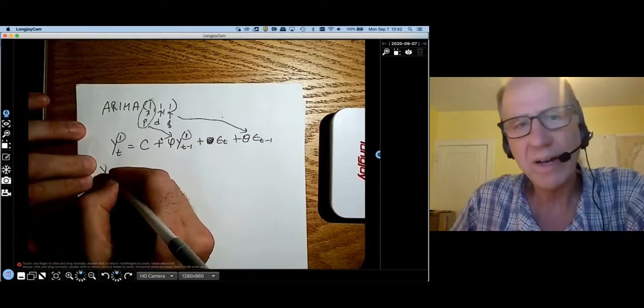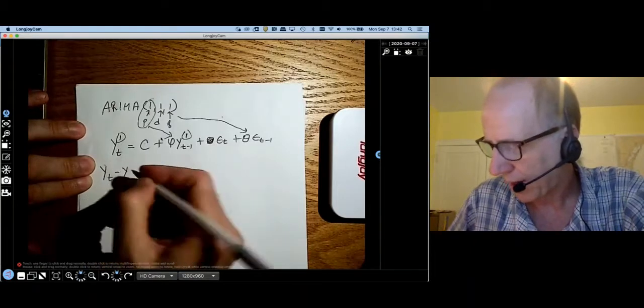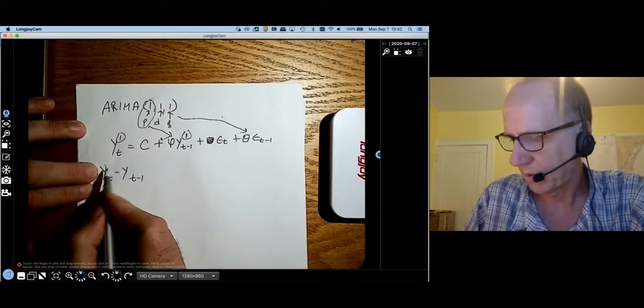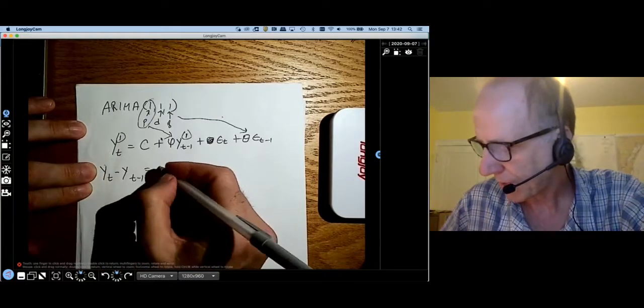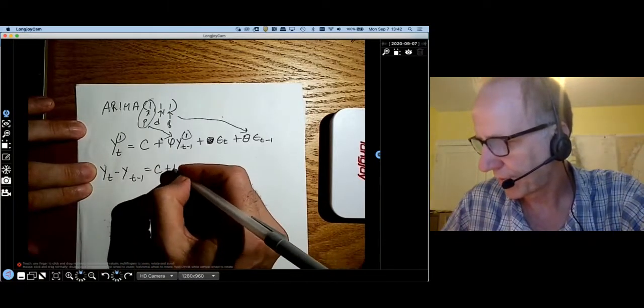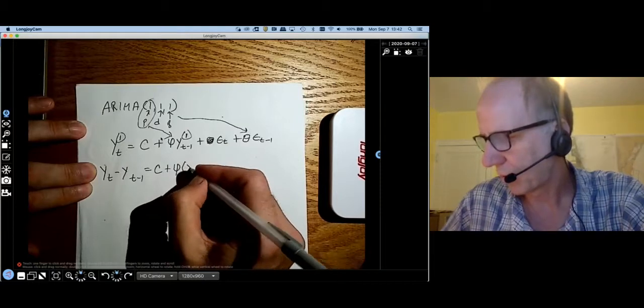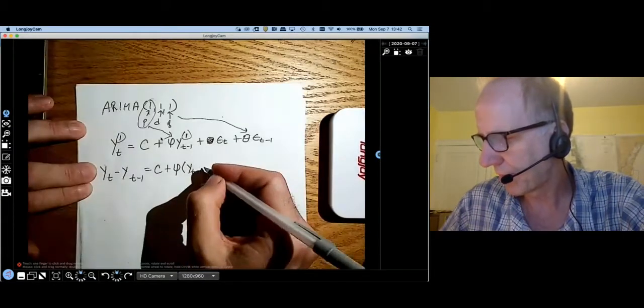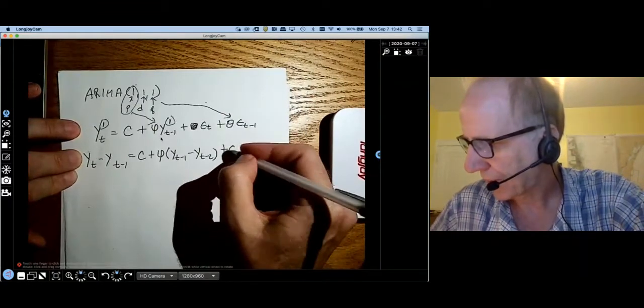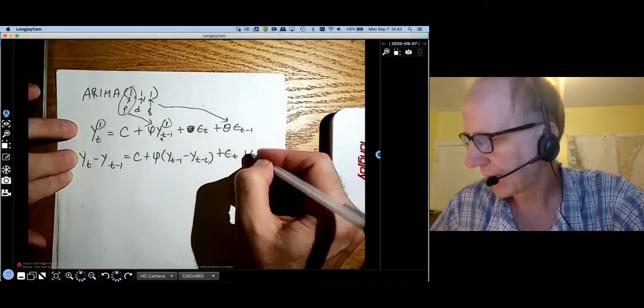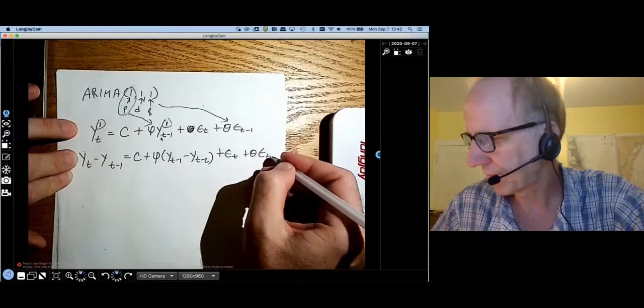This is really y t minus y t minus 1. So that's the difference at time t is equal to c plus phi times (y t minus 1 minus y t minus 2). Then we have epsilon t plus theta epsilon t minus 1.